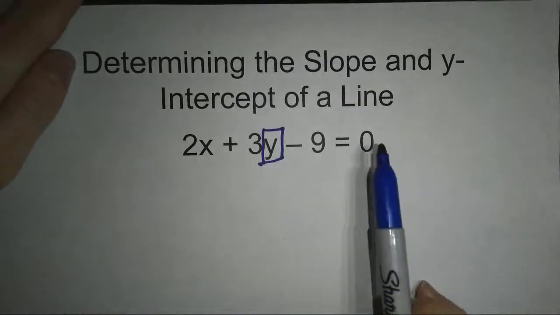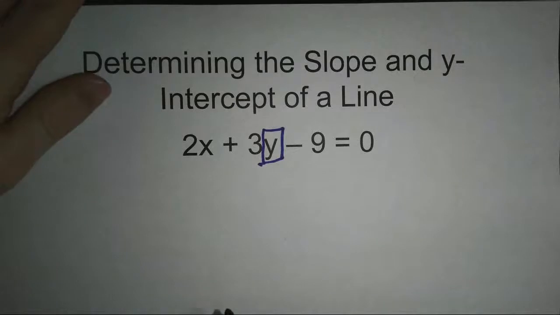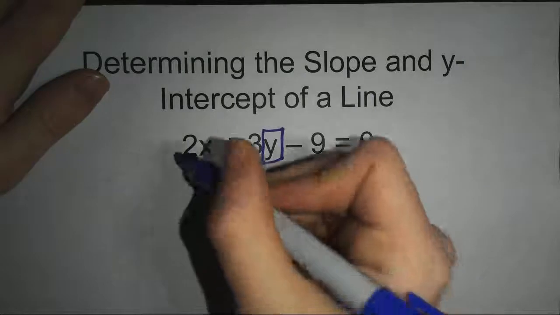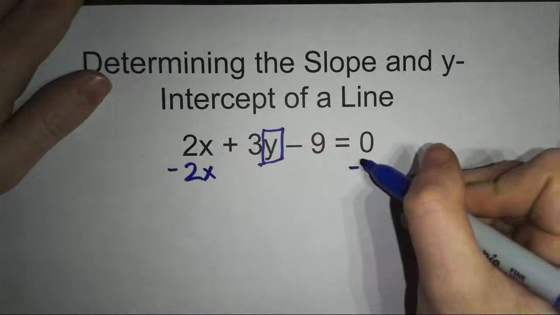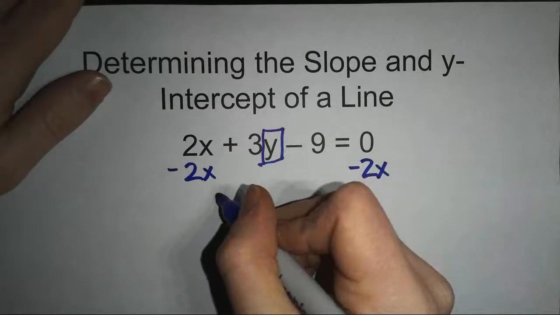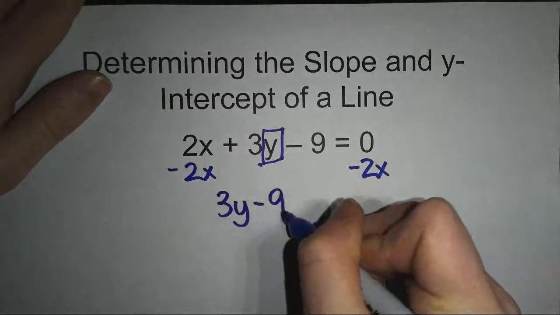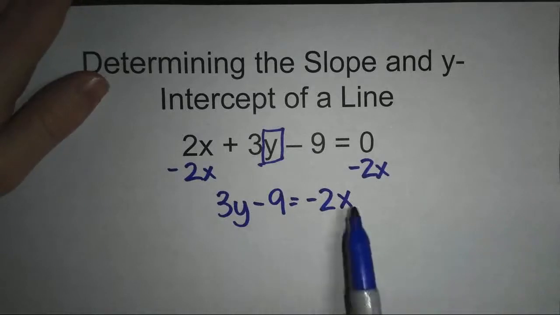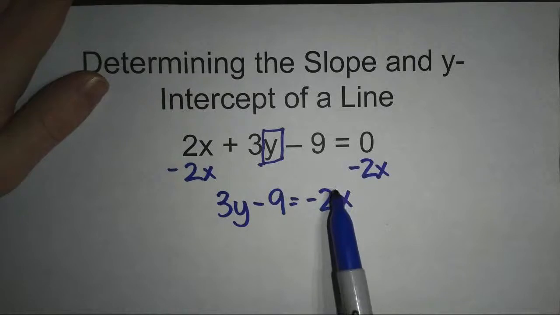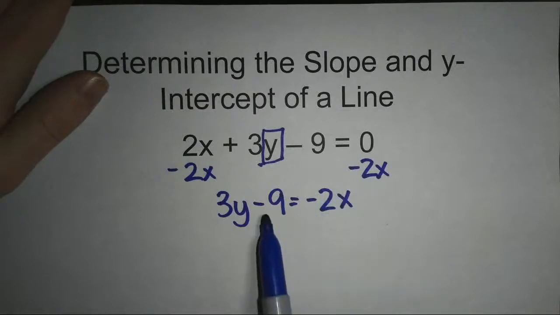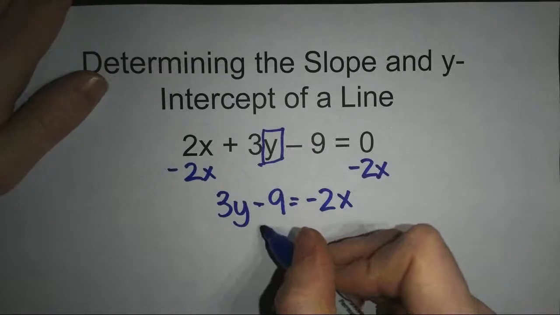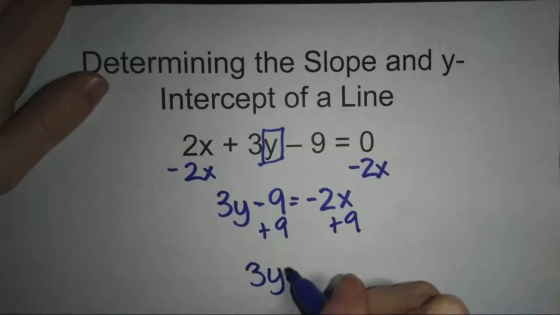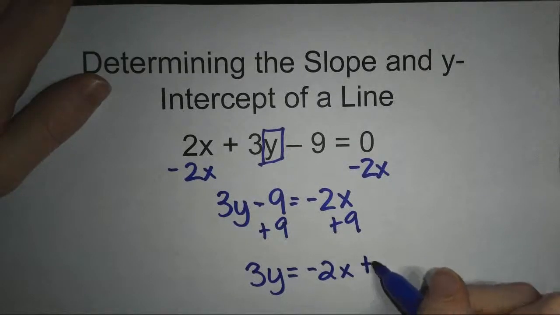Now, I know that in slope-intercept form, I want to have my x term first. So what I'm going to do is try to get rid of this 2x. Since I'm adding positive 2x plus 3y, I'm going to subtract 2x from both sides of my equation. So then I have 3y minus 9 equals negative 2x. All right, now after I have a number times x here, my y-intercept is a constant. So see, here's my constant. It's negative 9 or minus 9, so I'm going to add 9 to both sides. And I'm left with 3y equals negative 2x plus 9.